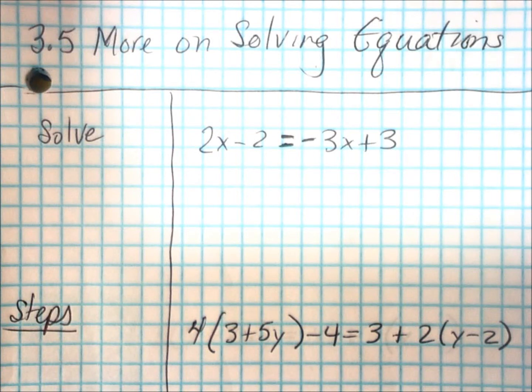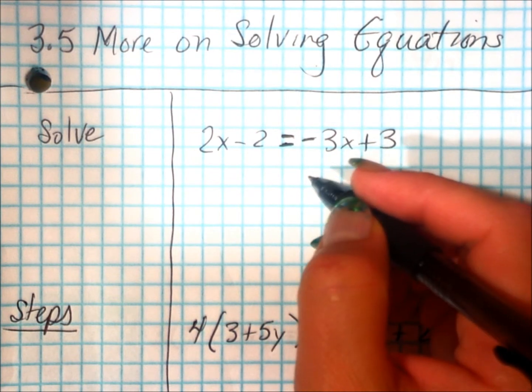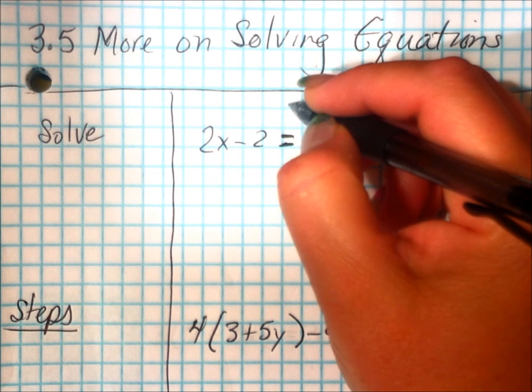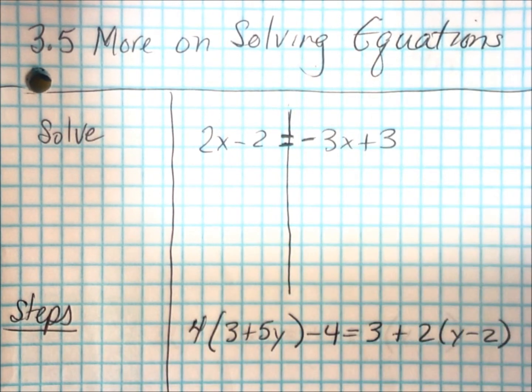Okay, so let's do 3.5, more on solving equations. So if we're starting here, we want to get the x on the same side by itself. The one thing I want you to do is draw yourself a mirror. Because just like a mirror, if it's seen on one side, it happens on the other side. So if I do it on one side, I need to do it again on the other side.